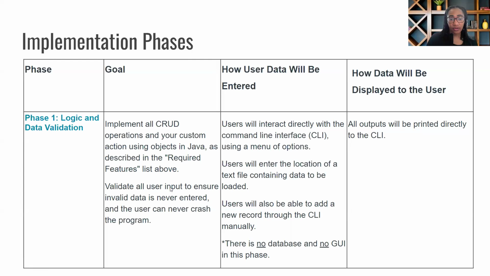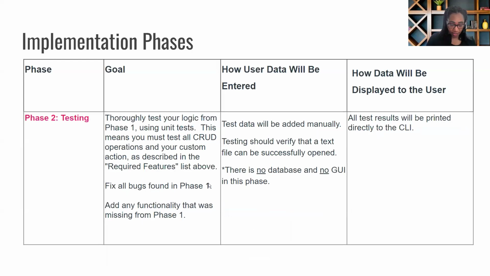So for example, if you ask for a string and the user enters a number, if you don't have exception handling, your program will crash. Phase 1 is about making sure that this will never happen. So you want to consider every possible test case, how a user may or may not enter data correctly, and then be able to have an exception in place to capture that and redirect the user to enter in the correct information. Phase 2 is your unit testing.